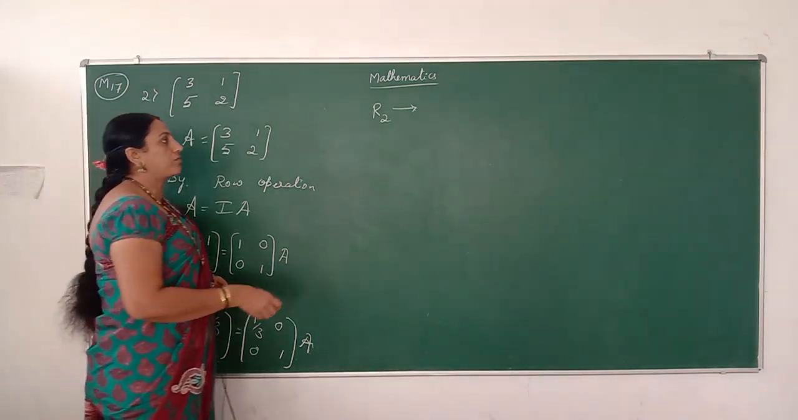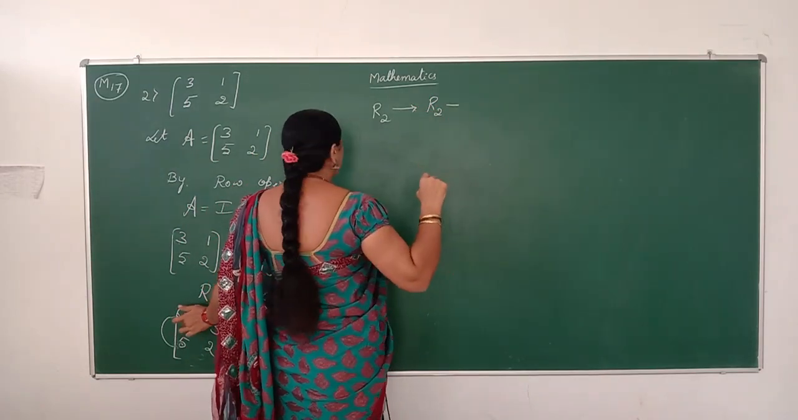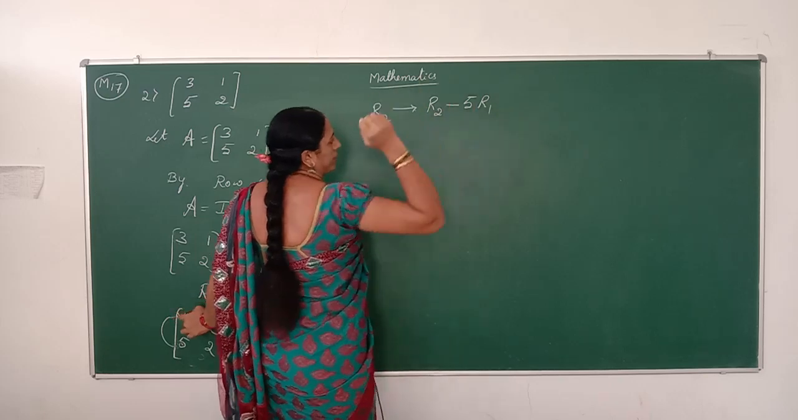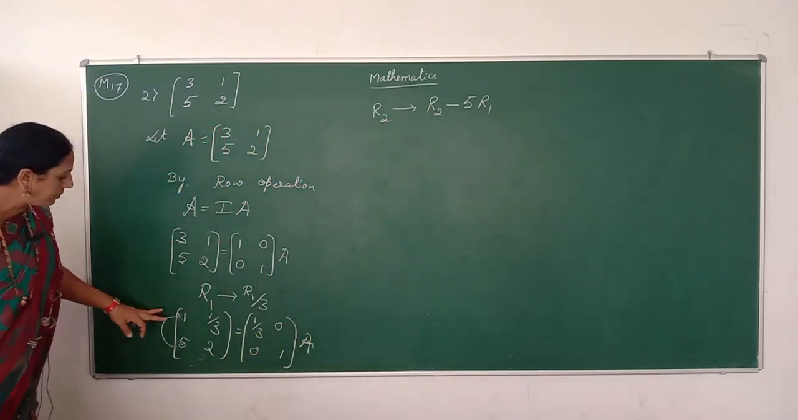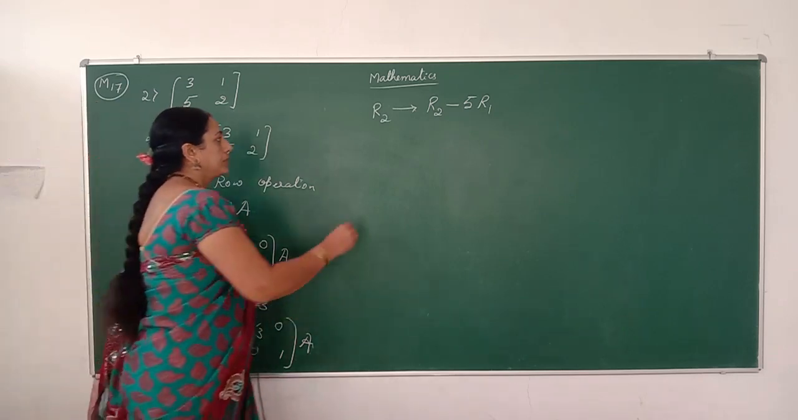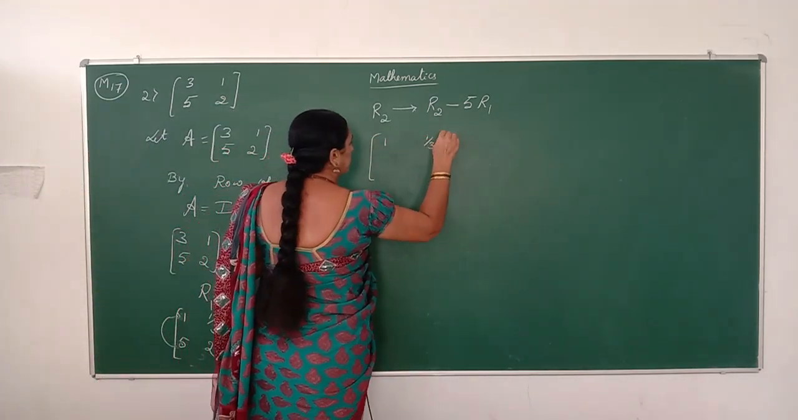Therefore R2 can be changed to R2 minus 5 times R1. That is, the first row is nothing but 1 by 3.